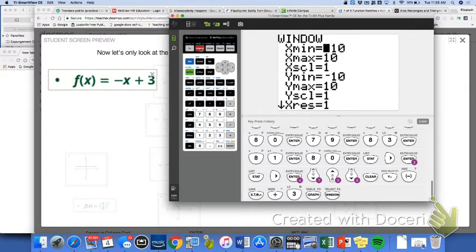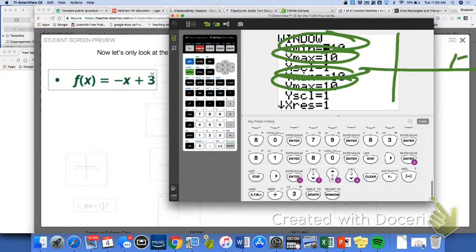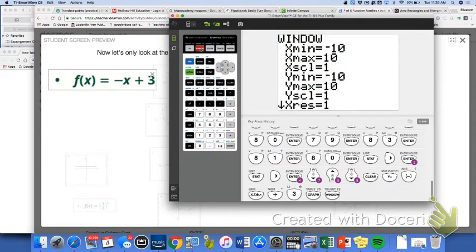Click on window. So what I'm telling my calculator to do is I'm telling it that I want my x to go from negative 10 to positive 10. And I want my y to go from negative 10 to positive 10. Kind of like a standard, it goes all the way to positive 10 on one side, all the way to negative 10 on the other side. If your window doesn't match my window, that would explain why your graph doesn't look like mine, because you're telling your calculator to look at a different area of the graph than I'm getting mine to.